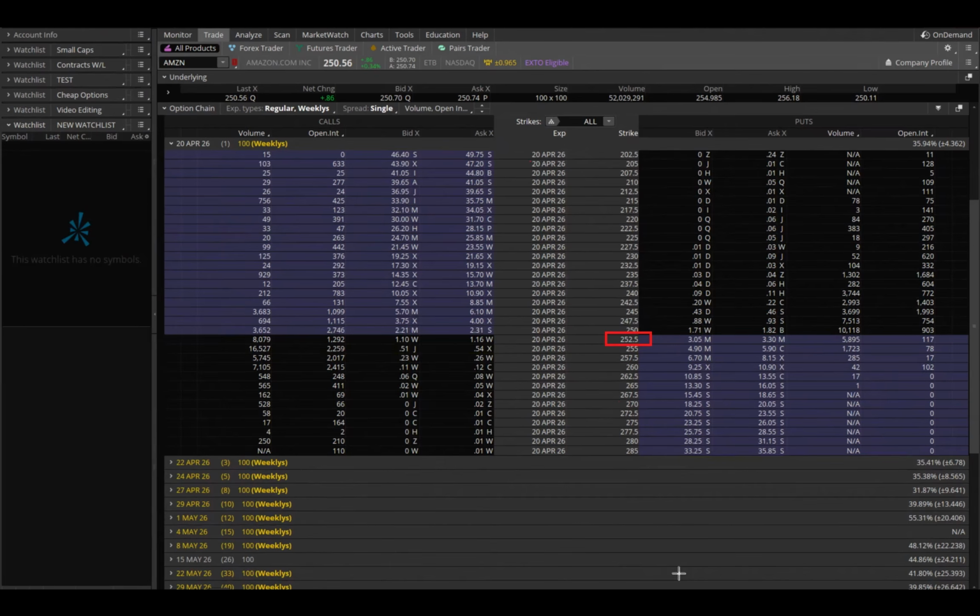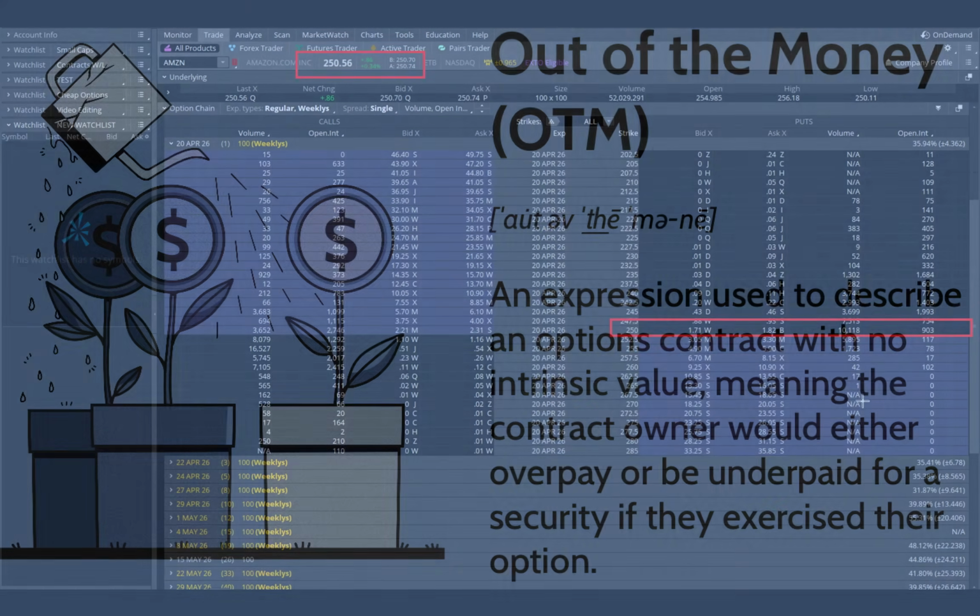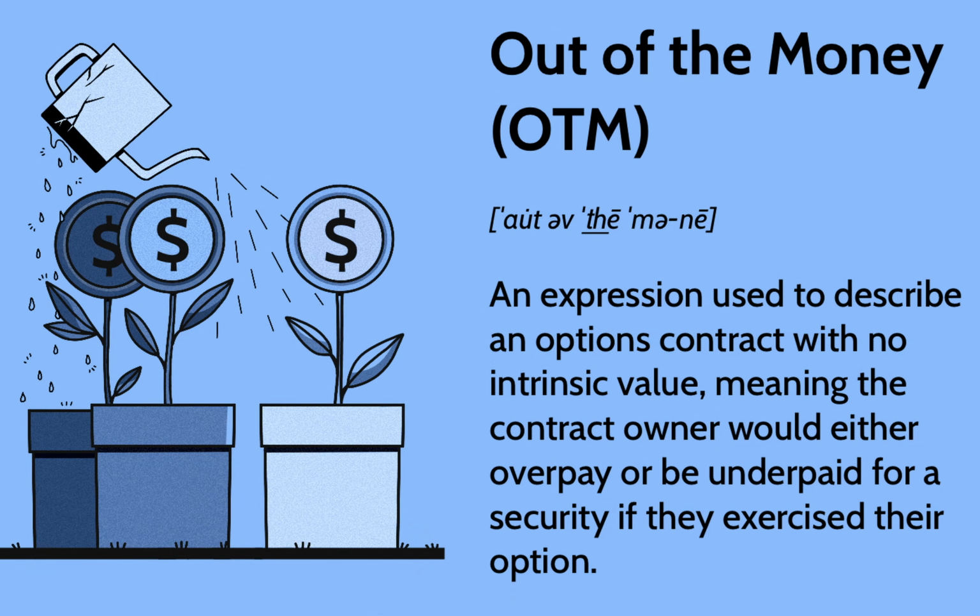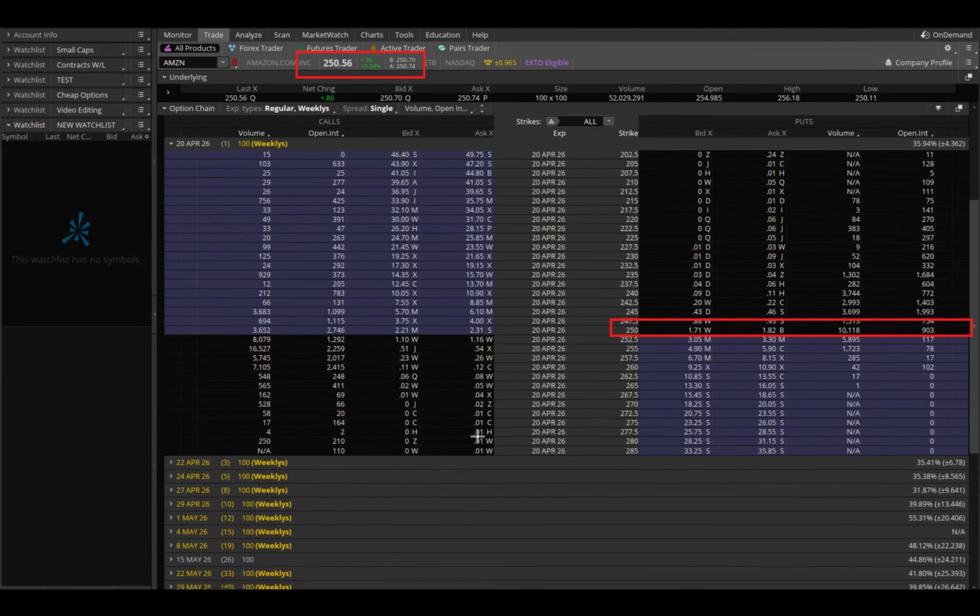Okay. On the put side, if you were to bet that the price is going to go below $250, then the 250 would be right at the money for the put. Okay? It's just the simple thing that you need to know. At the money, ATM, in the money, ITM, out of the money, OTM. Very simple.